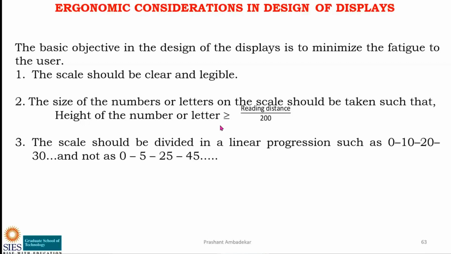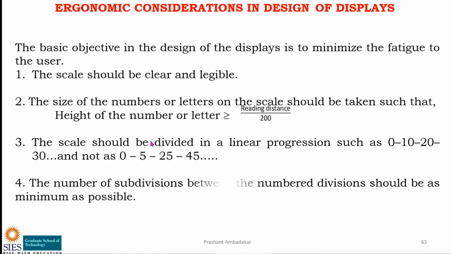Then the scale should be divided in a linear progression such as 0, 10, 20 and not 0, 5, 25, 40. कोई scale है display पे, then it should have linear progression 0, 10, 20, 30 or 0, 5, 10, 15, 20, 25, 30. It should not be like 0, 5 then directly jump to 25, directly jump to 45, something like that. The number of subdivisions between the numbers should be as minimum as possible. Subdivision जो करते हैं like 0 to 5, 1, 2, 3, 4, 5, it should be as less as possible.